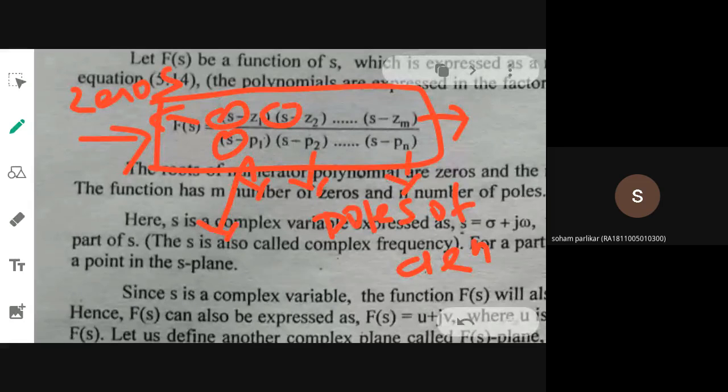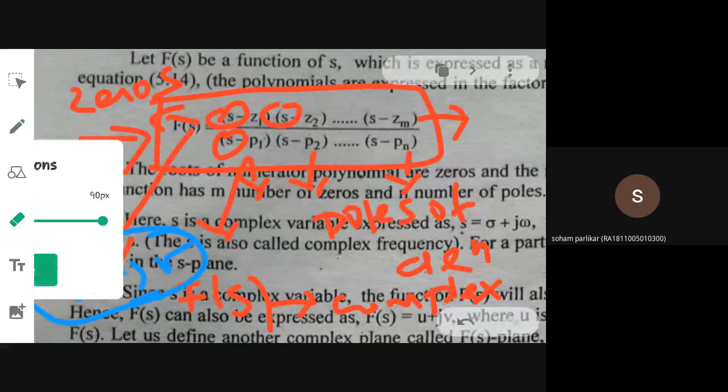But now I am talking about f of s. F of s is also a complex plane, but here the coordinates will be varying a little bit. The coordinates for your f of s plane will be u and jv, u plus jv. That's the difference. Both are different planes. In the S plane, sigma and omega are the coordinates. In the F of S plane, U and V are the coordinates.